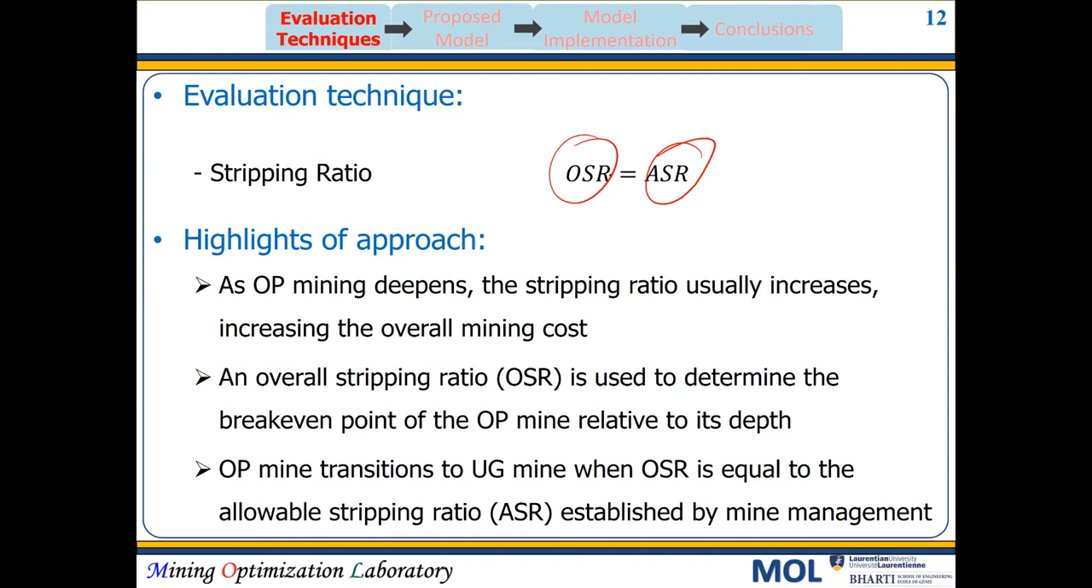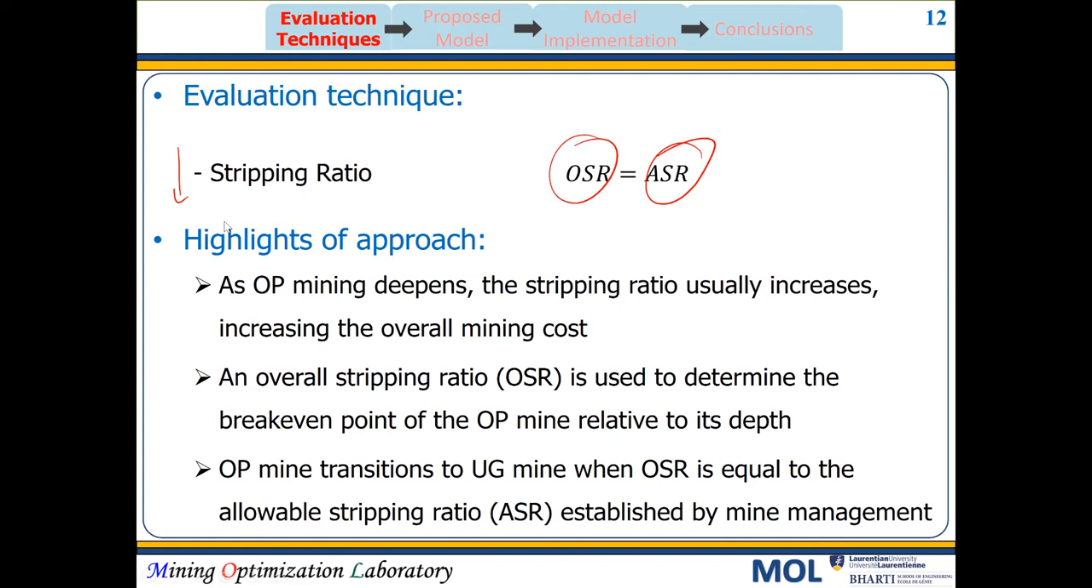And once the overall stripping ratio becomes equal to the allowable, then you have to end your open pit operation and transition to underground operation. So basically, that is how the stripping ratio evaluation technique works.